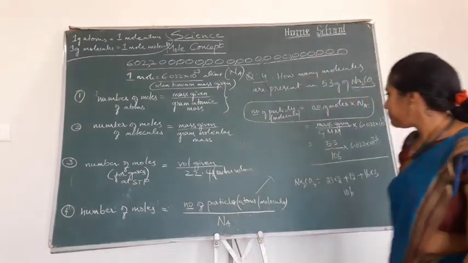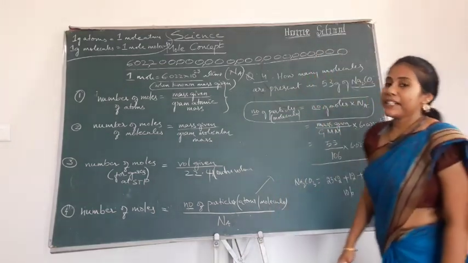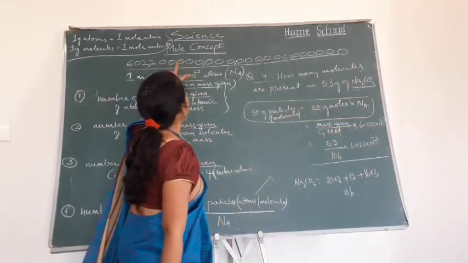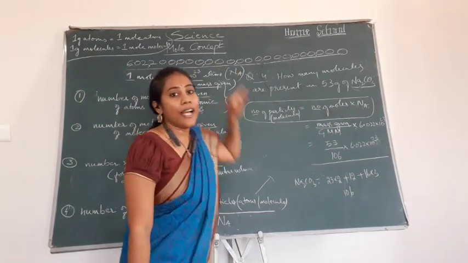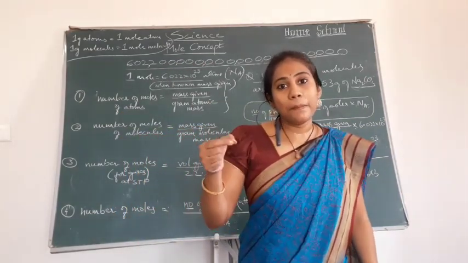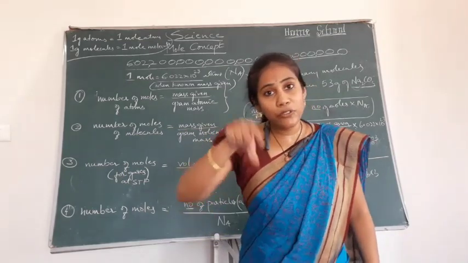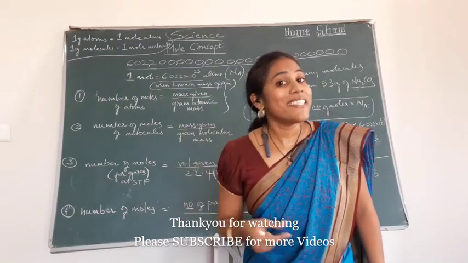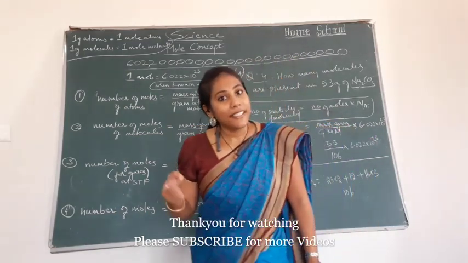Fine. So with this I complete the mole concept. And how did this number come from? You have a video on this, and I'll talk something about the atomic mass and gram atomic mass. You found the digit same, units different, right? How did the digit remain the same? All this I can explain in the next video.